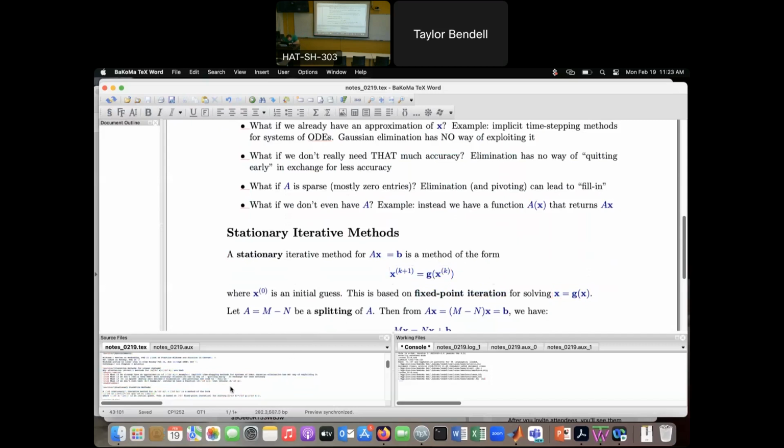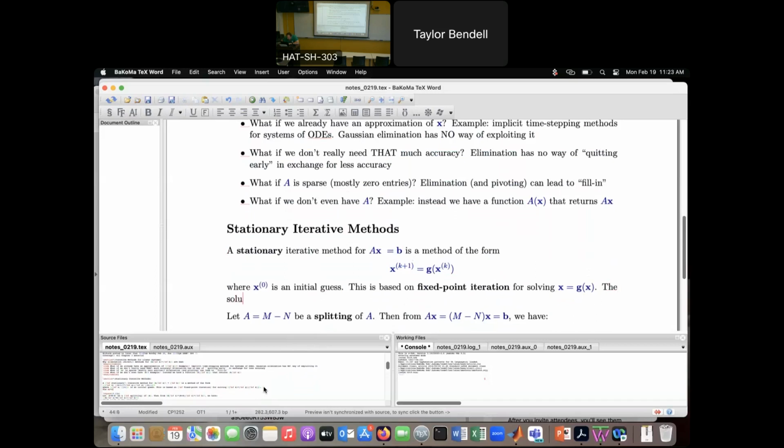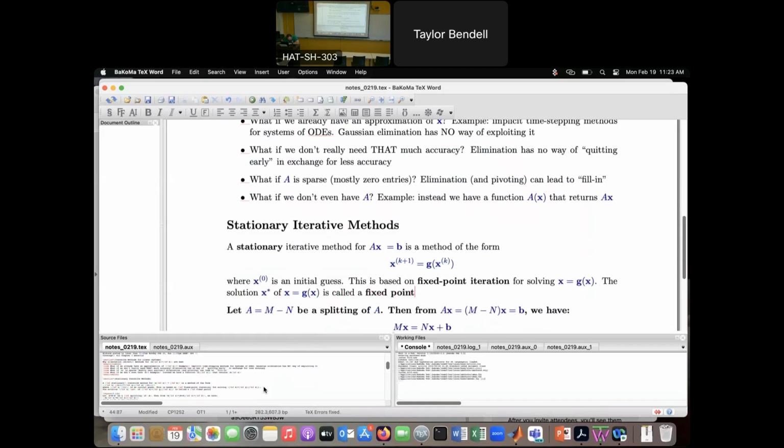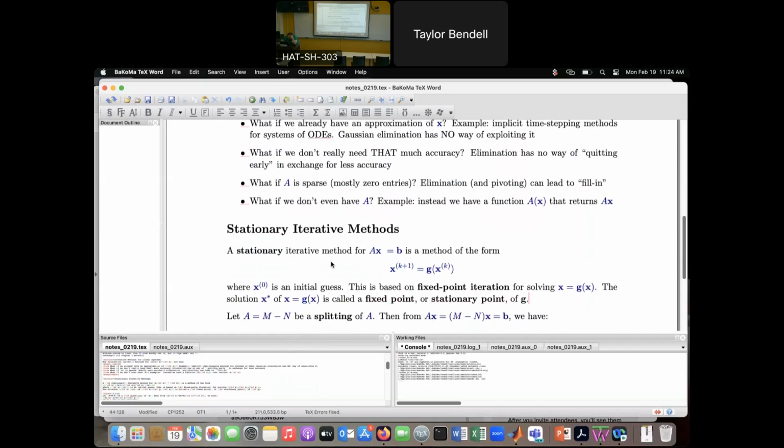Now, I should mention here that a solution which I refer to as x star of this equation, x equals g of x, is called a fixed point, also known as a stationary point of a function g. So that's where the name stationary iterative method comes from: the goal is to find a stationary point of some function g that comes from the system Ax equals b.